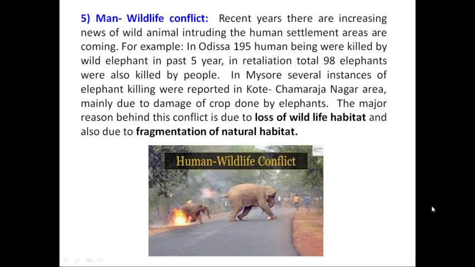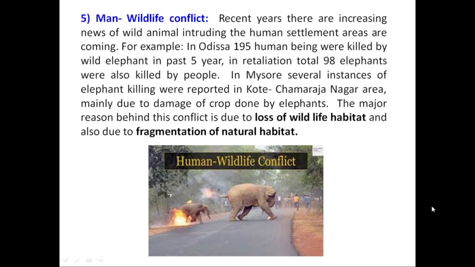So I'll cite one example. In Odisha, 195 human beings were killed by many wild elephants in the past 5 years. And in retaliation, a total of 98 elephants were killed by the people in those 5 years. So it's a big loss to the biodiversity. We lost 98 elephants in 5 years because of this man and wildlife conflict.